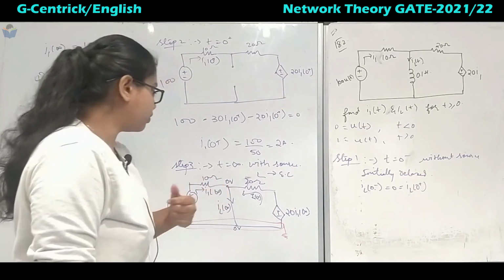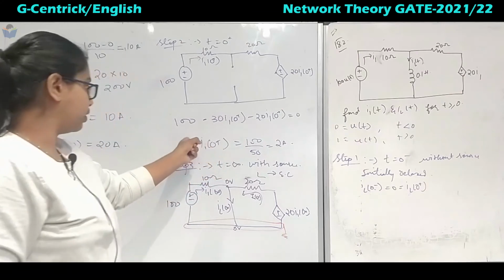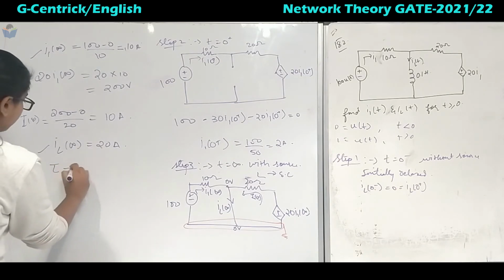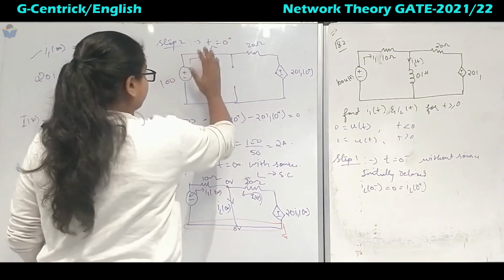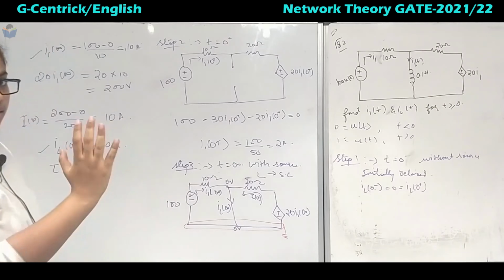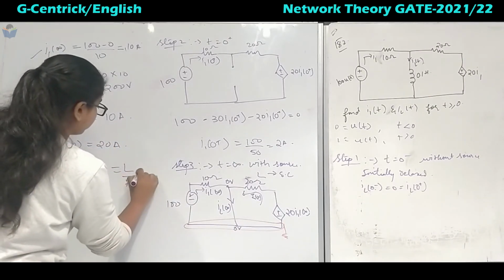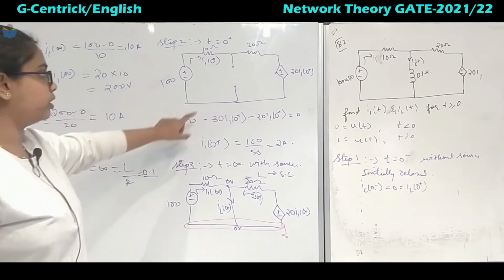Now we have to find the generalized equation. We have got I1 of infinite, IL of infinite, and the initial values of I1 and IL. So one thing is left, that is the time constant. A time constant is analyzed at t equal to infinite. This resistor we cannot separate from the inductor, but we know the time constant is L by R. We know the value of L, that is 0.1 Henry. So we need to calculate R.